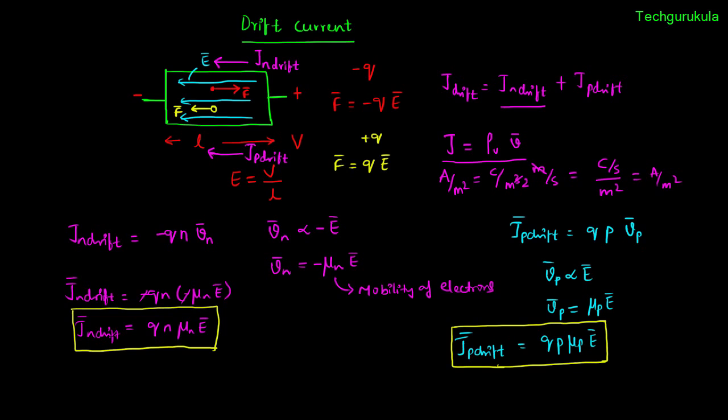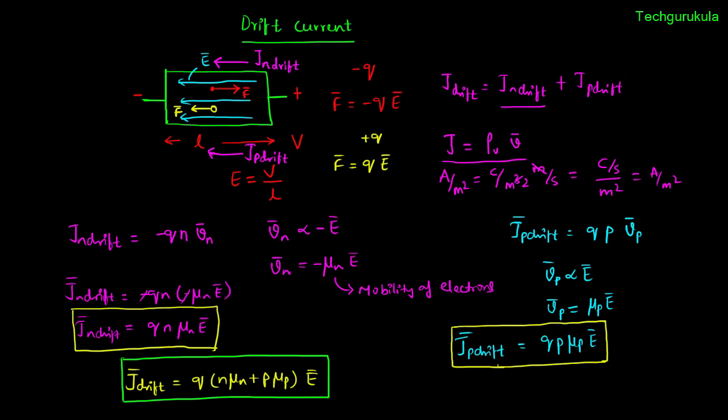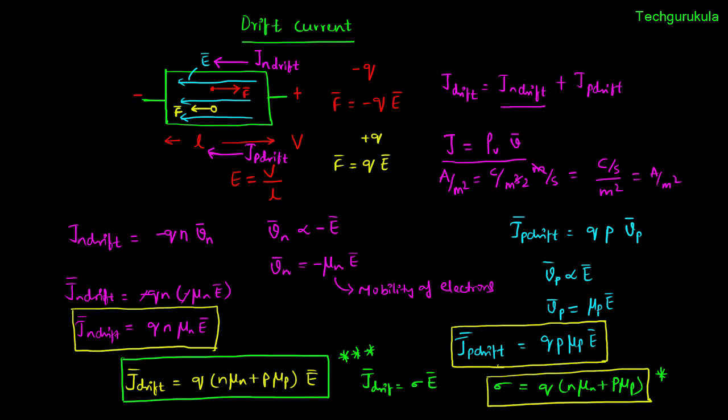Now we have the two terms, Jn drift and Jp drift. If we add them, we get the total drift current flowing through this semiconductor. Here we have the final expression for J drift, the drift current density, which is a very important formula. J drift is equal to q times n mu n plus p mu p, times E bar. This can be written in the form of Ohm's law as J drift equal to sigma times E bar, where sigma, the conductivity of this piece of semiconductor, is given by q times n mu n plus p mu p. This is another important expression because it tells us the conductivity of the piece of semiconductor. But one point we didn't see is the units of mobility.